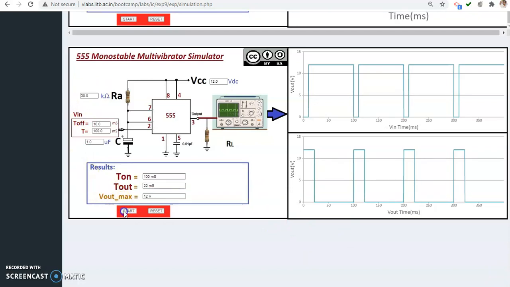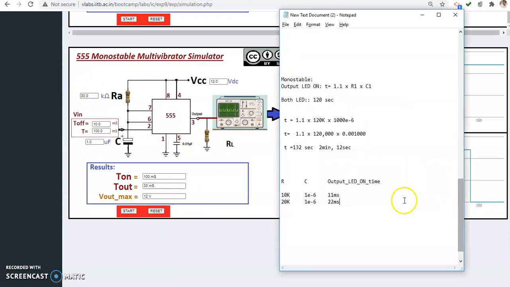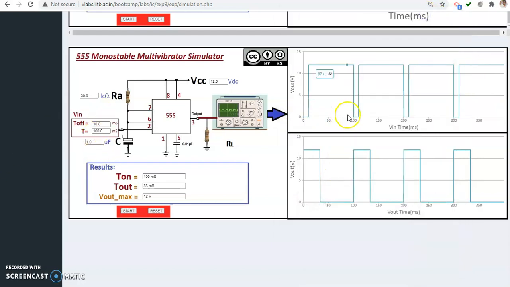30k, start. Note down 30 milliseconds. You may add one more column. Input T on: the on time of the input is what you are giving, constant. So you may write it, no problem. 100 milliseconds, it is constant. I mean it is called the total pulse width. I have set the total pulse width as 100. Okay, I will change to the next reading.